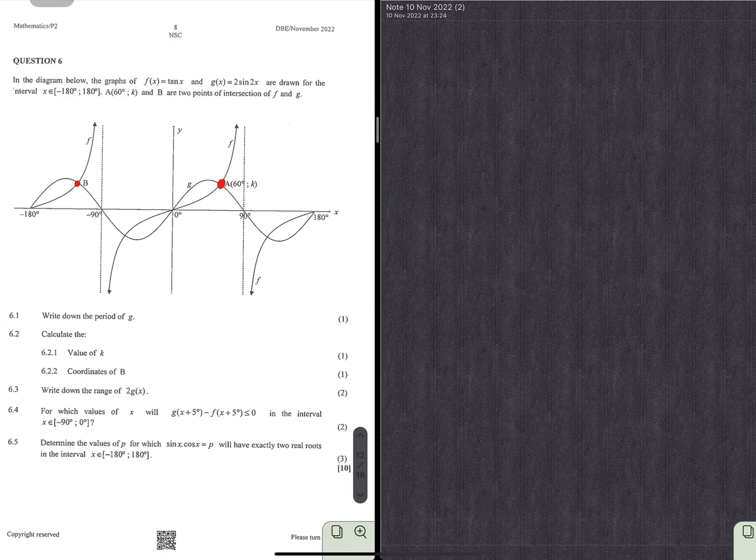Now they ask you to write down the period of g. So I'm going to write question 6 just right here. Let's see how far we can go with that. Question 6, so I'm going to write a 6.1. Write down the period of g.